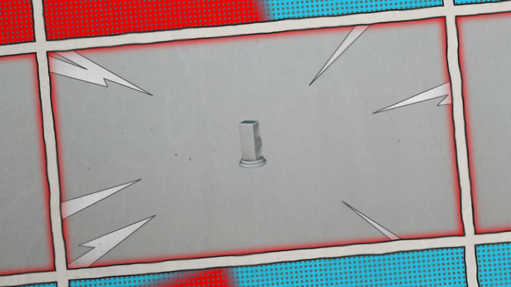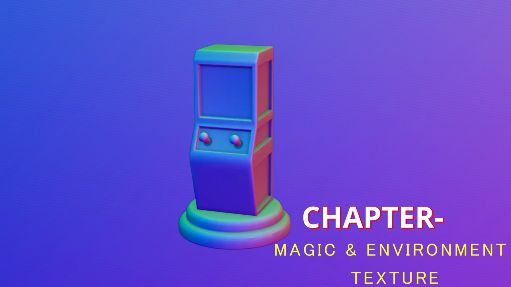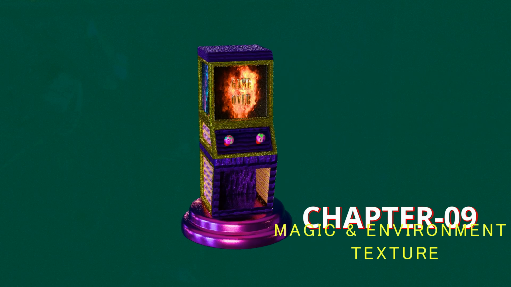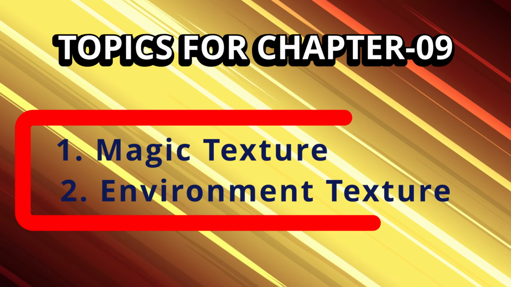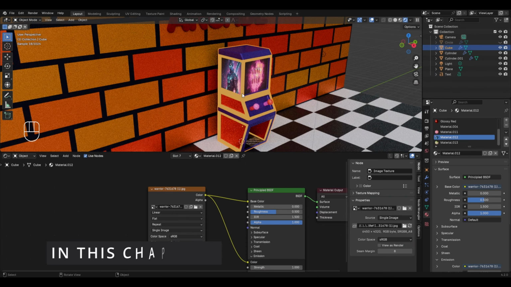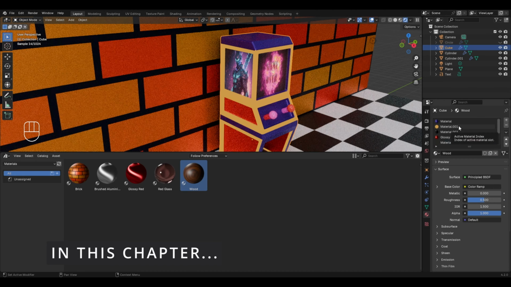You're watching chapter number 9 of the Blender Materials, Textures and Nodes course, Magic and Environment Textures. In today's chapter, we'll be learning about these topics and then later on, we'll also use them in the retro gaming arcade scene that we have been creating in this course.